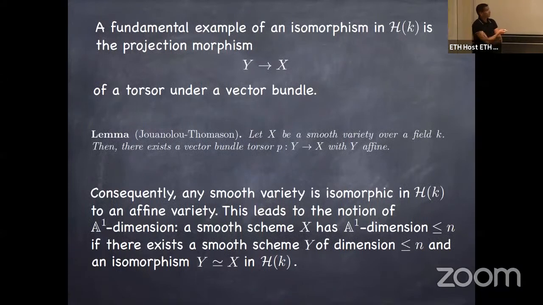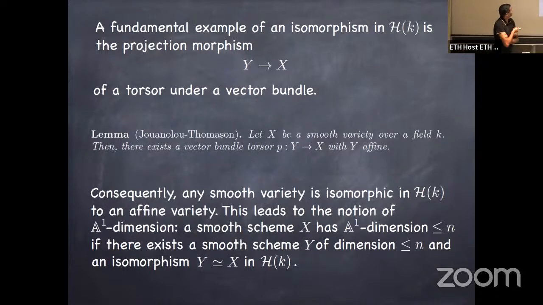So maybe the most important example of the kind of map that becomes an isomorphism in the motivic homotopy category from our point of view is the following one. If you have a torsor under a vector bundle, or more generally something that's Zariski locally trivial with fibers that are affine spaces, then that's going to become an isomorphism in the motivic homotopy category. And so maybe this lemma tells you one of the key differences between passing to the motivic homotopy category and working beforehand. If you have any smooth variety over a field, then you can always find a torsor under a vector bundle with the total space affine in the absolute sense.